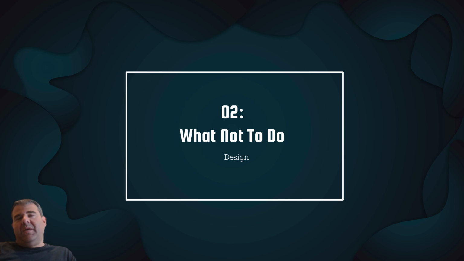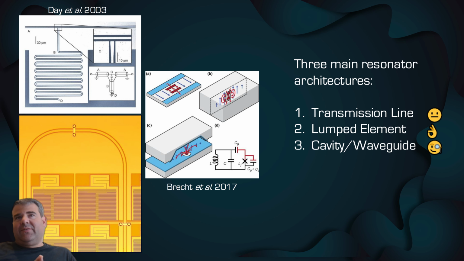All right, so let's get into the meat of what not to do. When you're designing an MKID, what are the common mistakes that you can make? There are three main resonator architectures that you can choose. The first is a transmission line resonator. You can see that up on the left-hand side here.